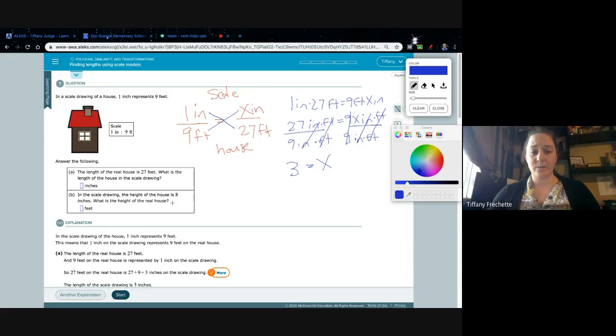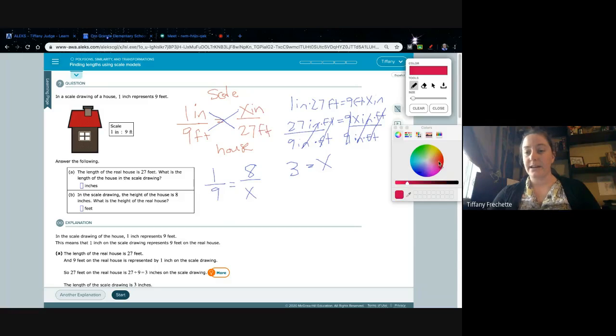All right, so for the next one, we're always going to start with 1 over 9 because that's what they gave us. So what is it saying? In the scale drawing, the height of the house is 8. What is the height of the real house? So in the scale drawing, remember scale is on top, we know that it's 8 inches. We don't know the bottom, or we don't know the height of the real house.